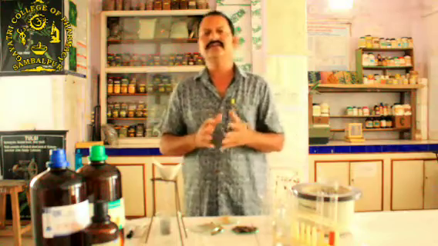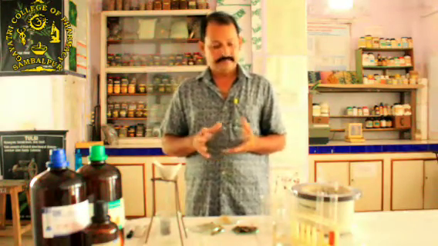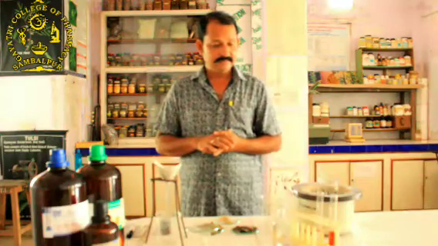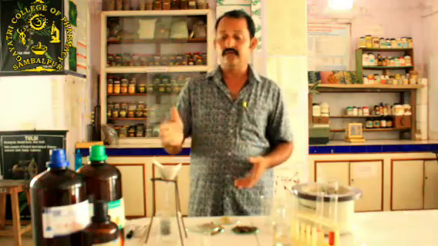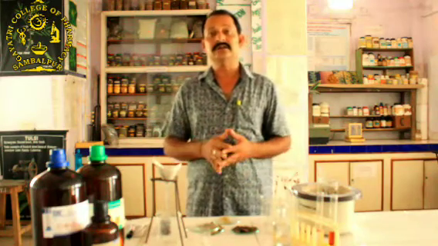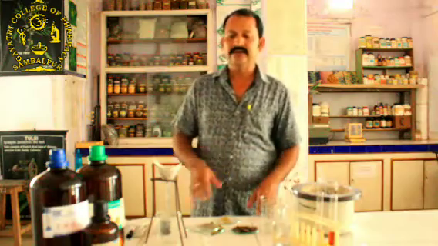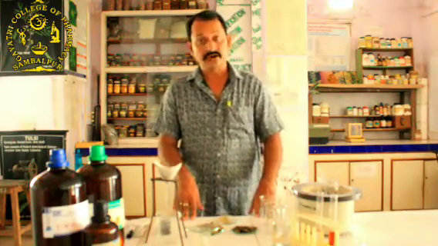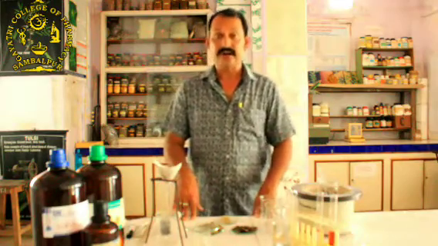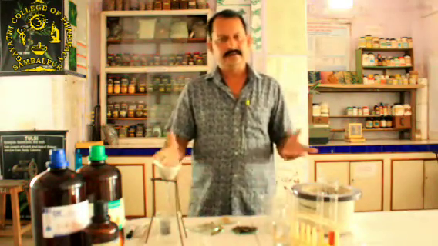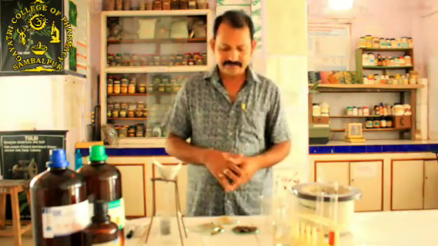For the identification of anthraquinone glycosides, certain requirements are there, like chemicals such as chloroform, benzene or carbon tetrachloride, any organic solvent. Apart from that, strong ammonia solution, dilute sulfuric acid for hydrolysis, and the required glasswares. So let us start the experiment.